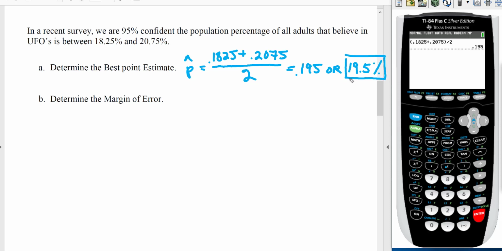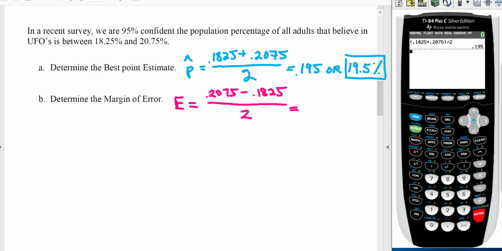Next, to determine the margin of error, we're going to calculate what E is, and E is the difference in the interval divided by 2. So the difference in the interval is going to be 0.2075 minus 0.1825. So that's the difference in the interval, and we cut it in half.